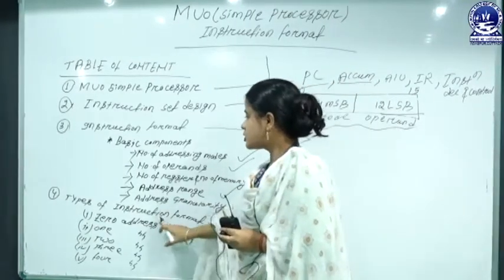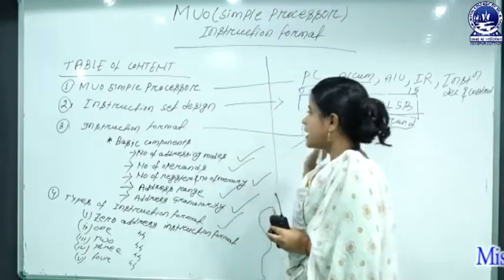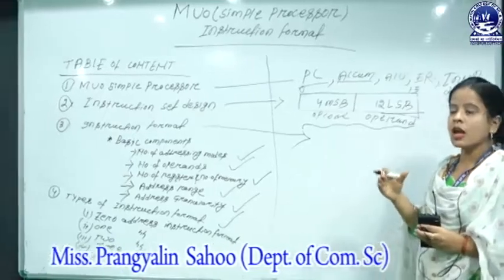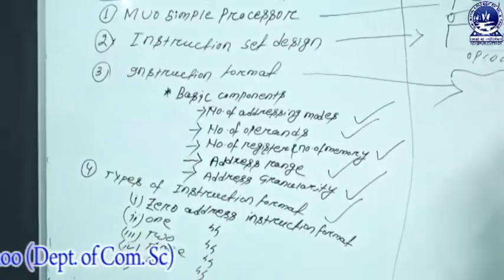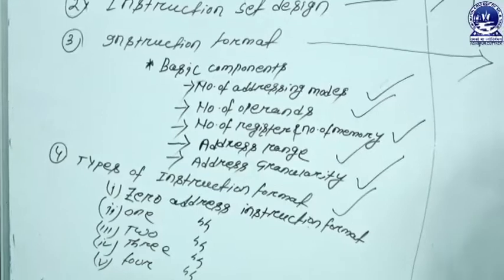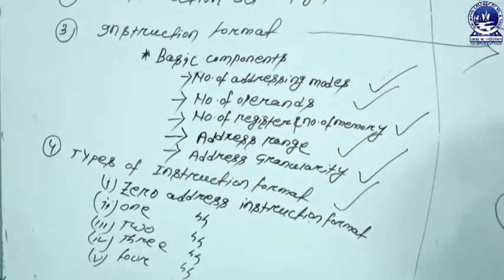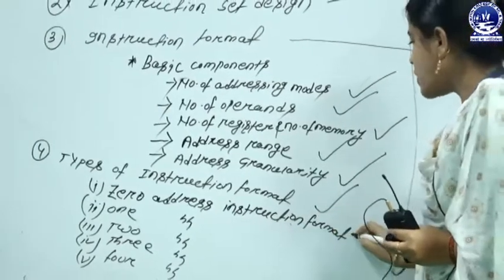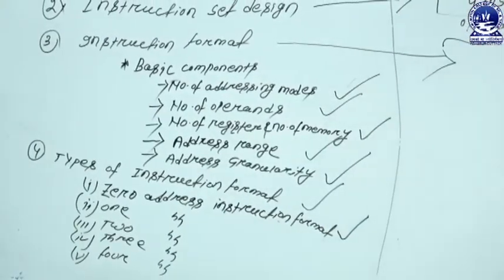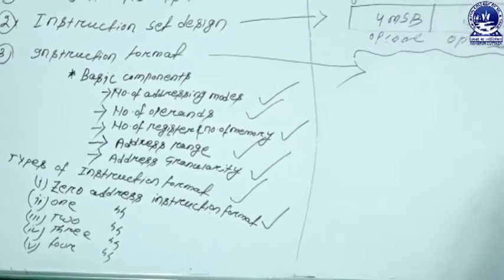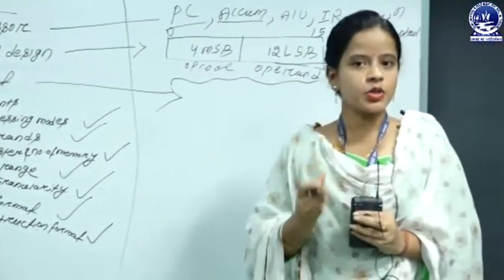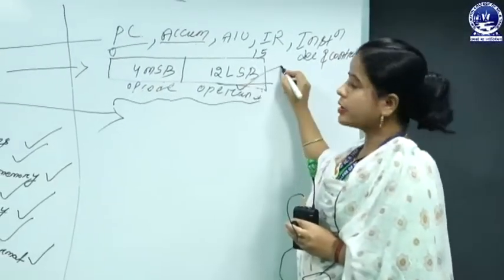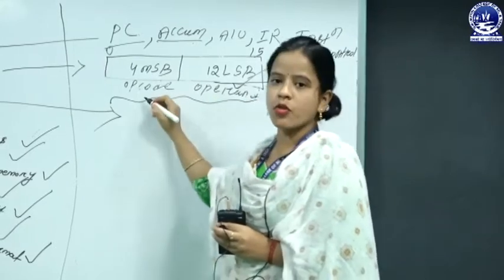Okay. Now go to the types of instruction format. That means how the instructions are represented and executed in your computer systems with the help of the MU0 simple processor, which is normally implemented by using 5 types of instruction format models. The first one is the zero address instruction format. What is zero address instruction format? In this case there is no address field to be used. Only the opcode is used.